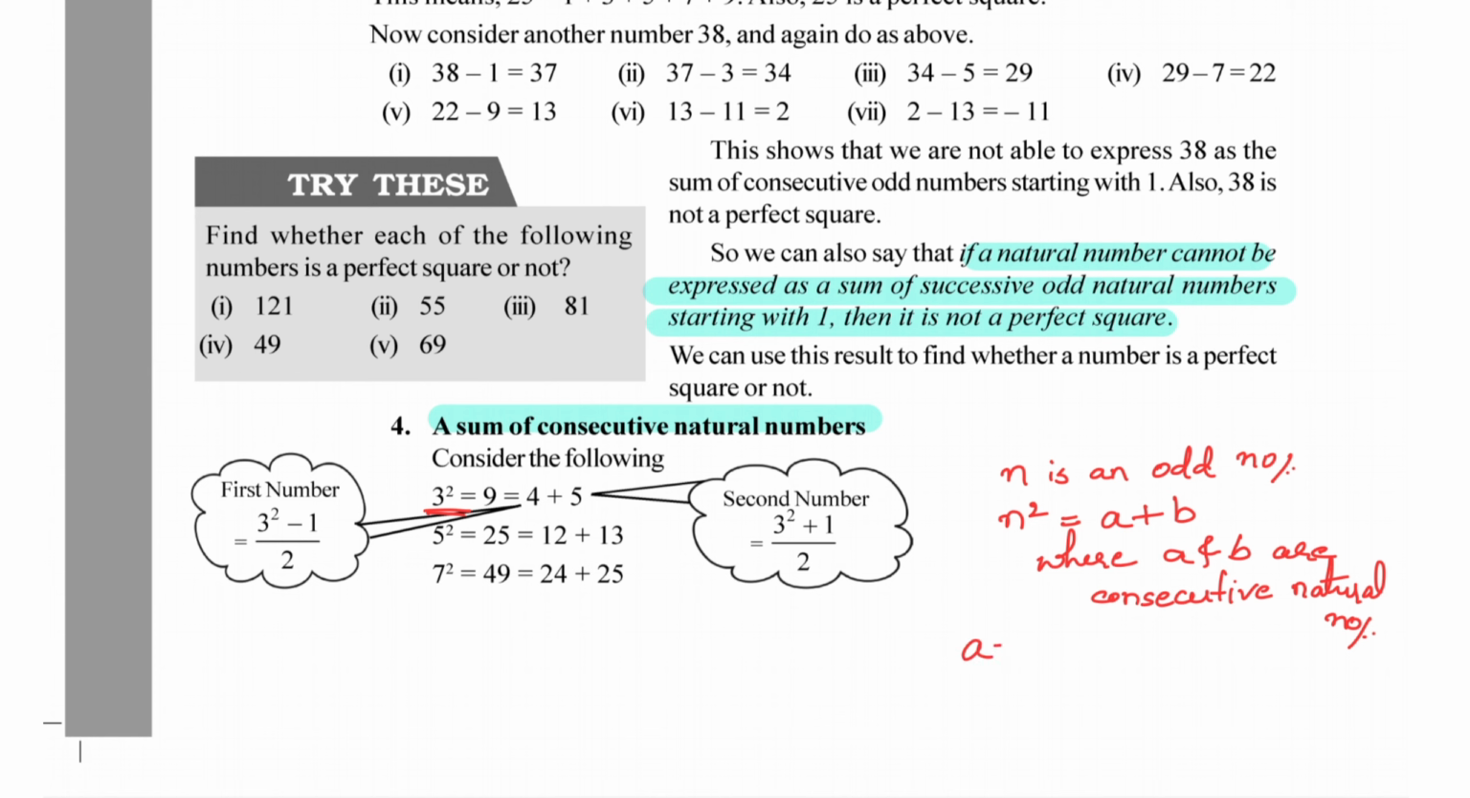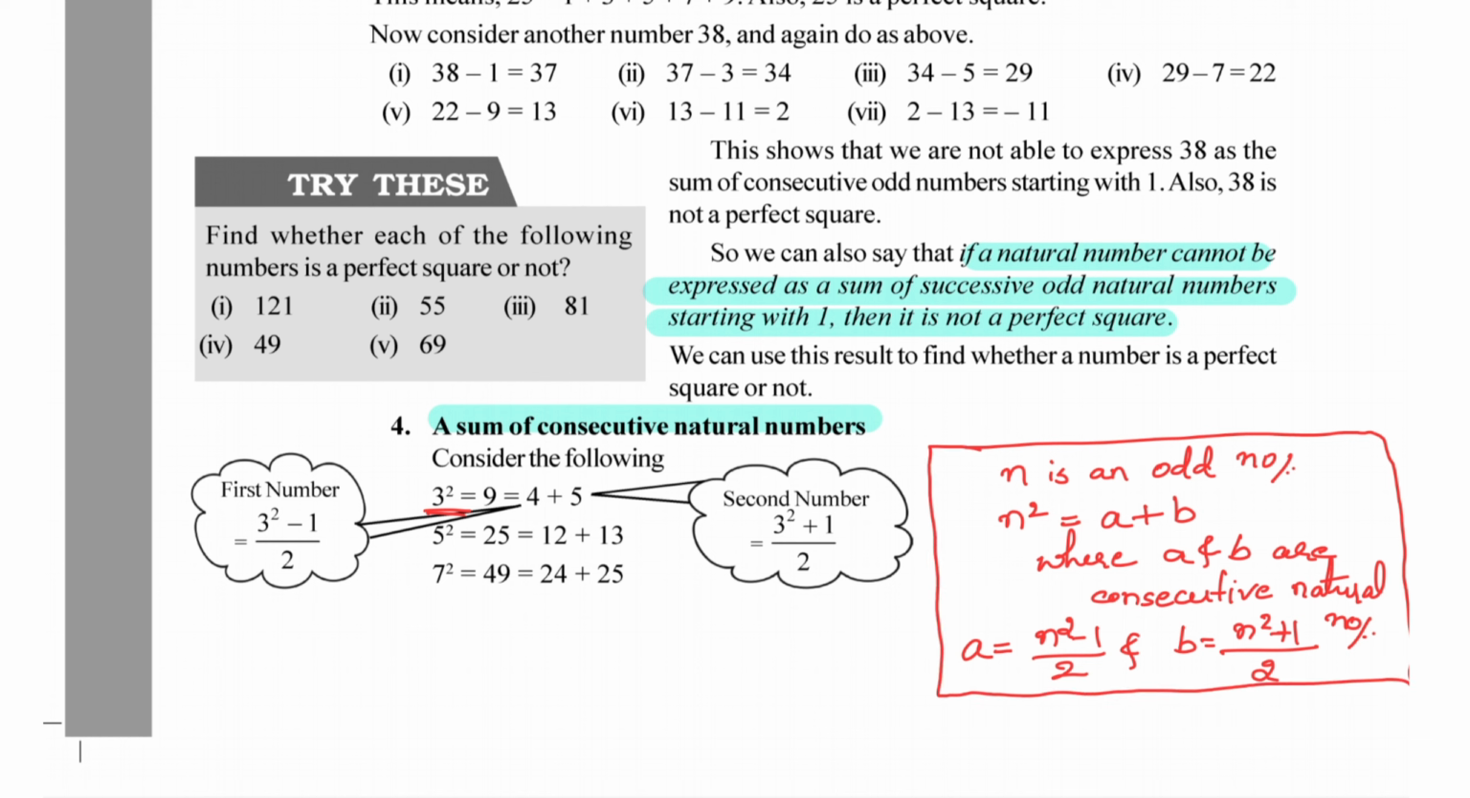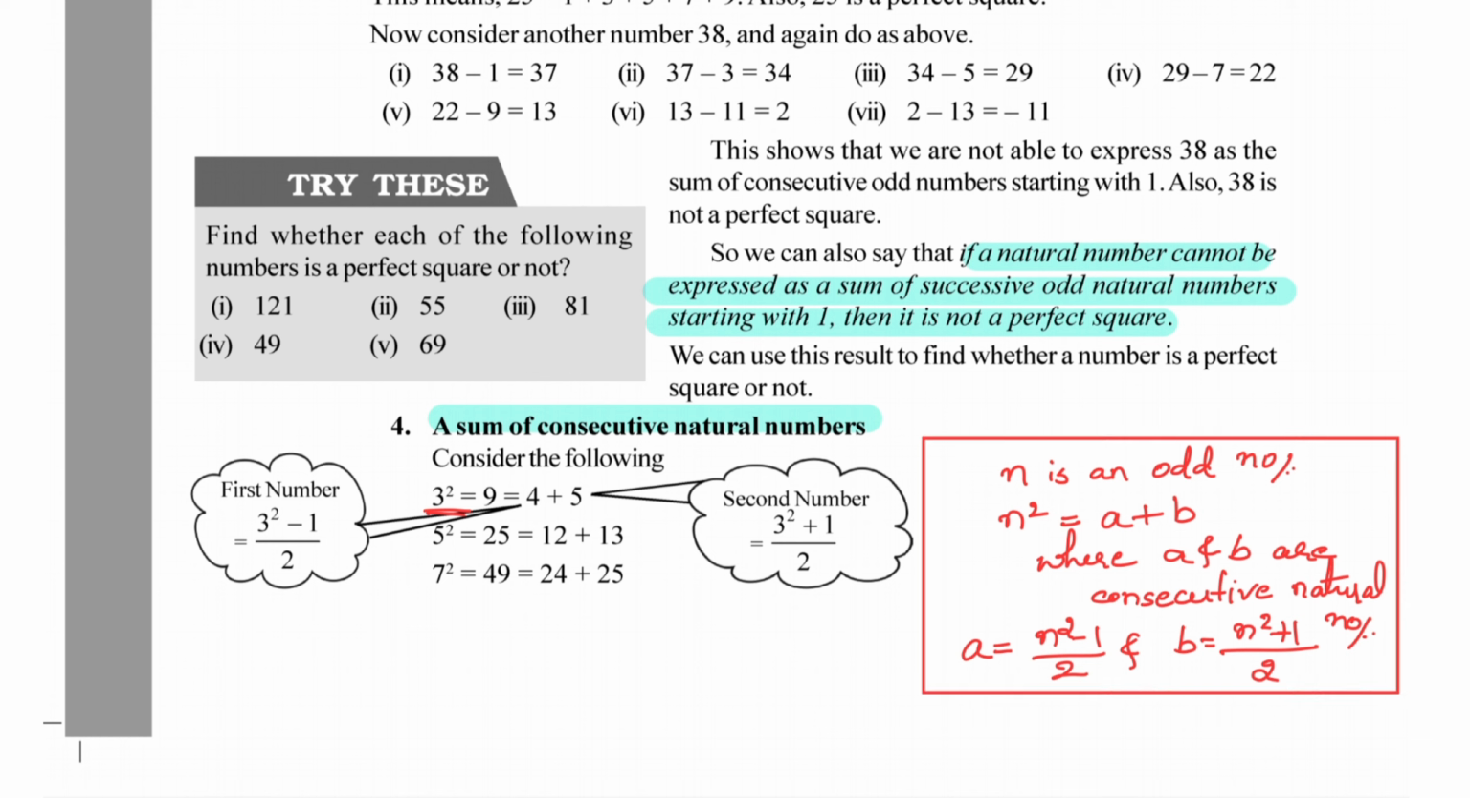So now I can write a as n square minus 1 by 2 and b as n square plus 1 divided by 2. So you just have to make note of this point. This is how we can generalize on sum of consecutive natural numbers here.